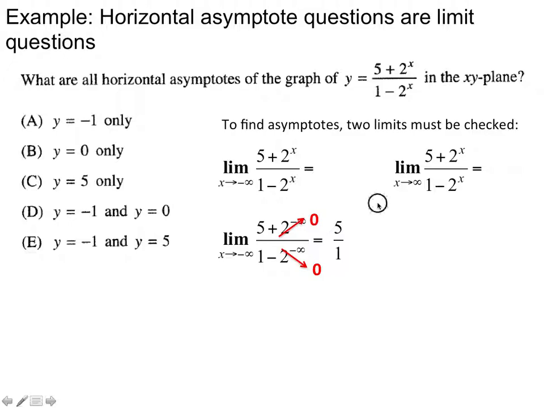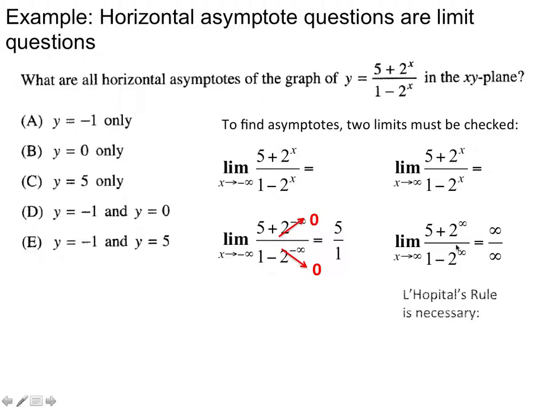Now let's approach positive infinity. Okay, this is the problem here. So when we put positive infinity here, then we have infinity over infinity. So this is the one we have to do L'Hopital's on. So this one was just a straight plug and chug. So we're going to have to differentiate this.